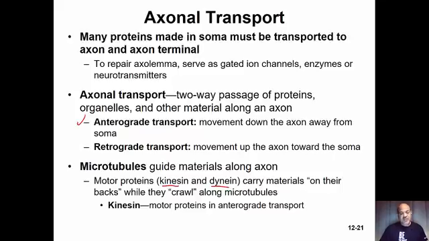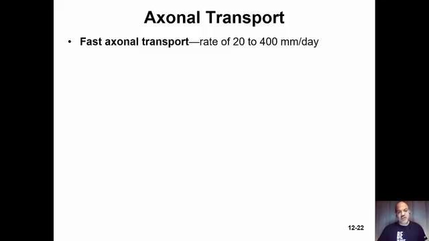Kinesin is a motor protein that is anterograde, so it's going to help move stuff down towards the end of the axon away from the soma. And dynein is a motor protein for retrograde transport, bringing stuff back. Okay, so there's fast axonal transport, and this will be at a rate of 20 millimeters to 400 millimeters per day. 20 millimeters is a little less than an inch per day. So that's fast axonal transport going through there.